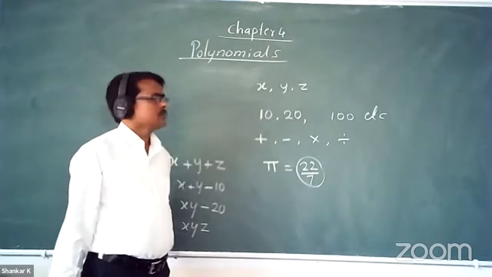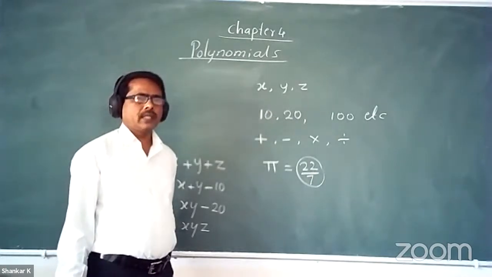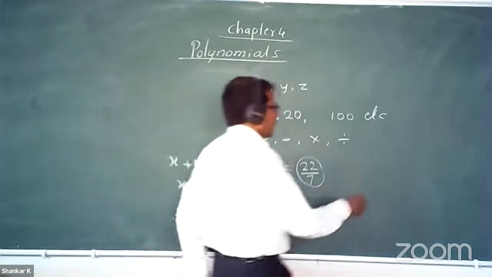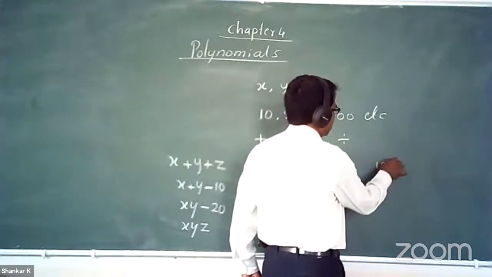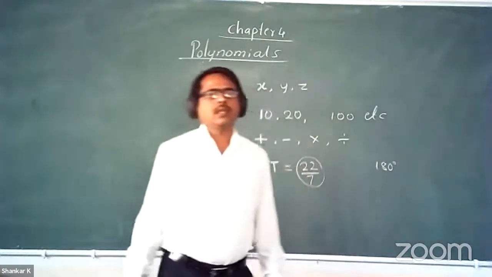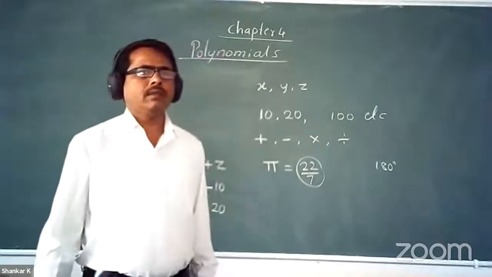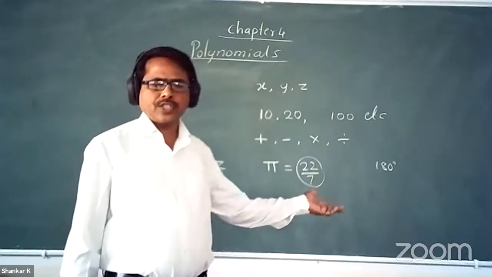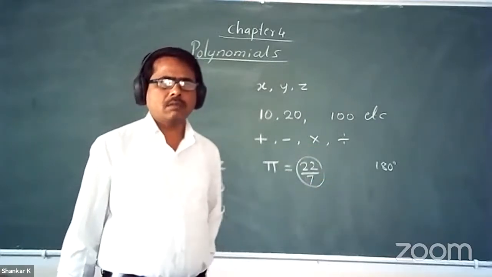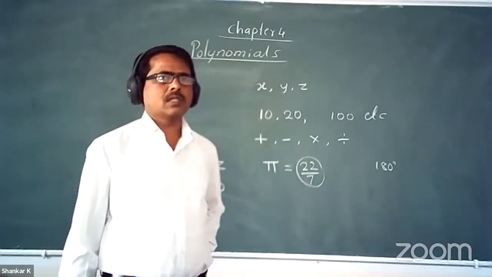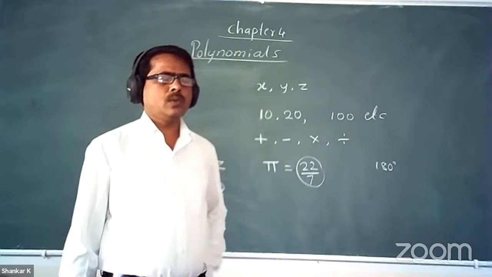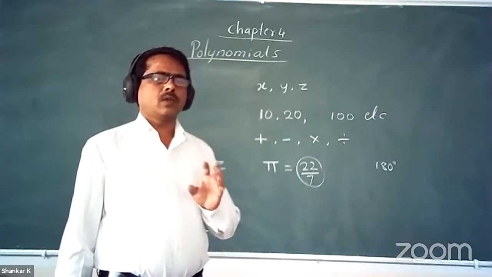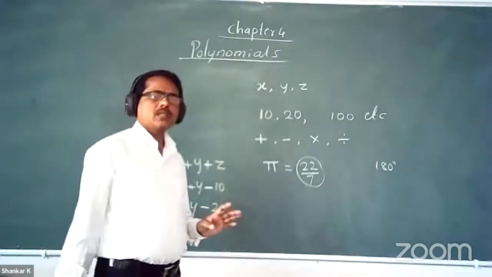For example, the sum of angles of a triangle is 180 degrees. It never changes. The sum of the three angles of a triangle is 180 degrees, so that becomes a constant. Those whose value does not change are constants.